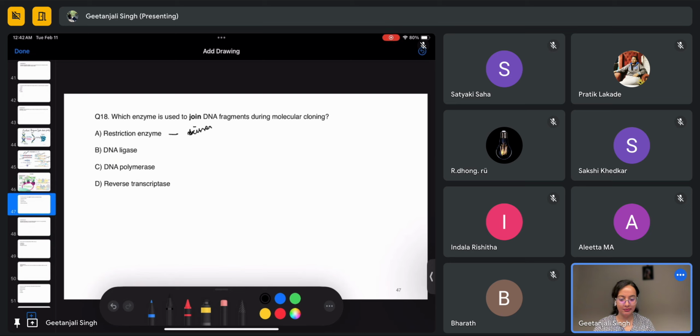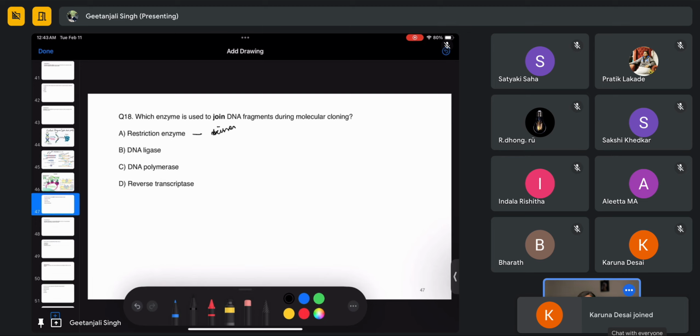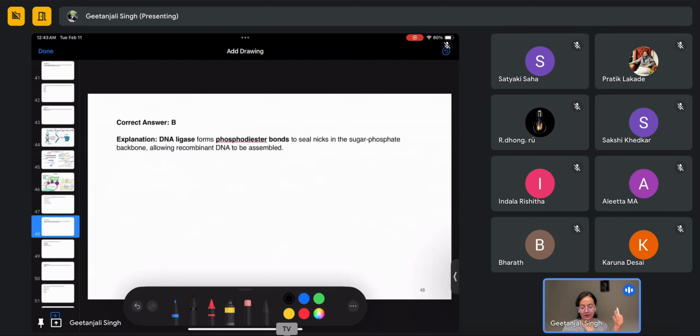B, DNA ligase. C, DNA polymerase. D, reverse transcriptase. Reverse transcriptase is an enzyme that helps with reverse transcription, that is, formation of DNA from RNA. So this is also not involved in joining DNA fragments. Is there anyone who would like to answer this question? The correct answer is ligase. It forms the phosphodiester bond between the sugar and phosphate to make the DNA strand.